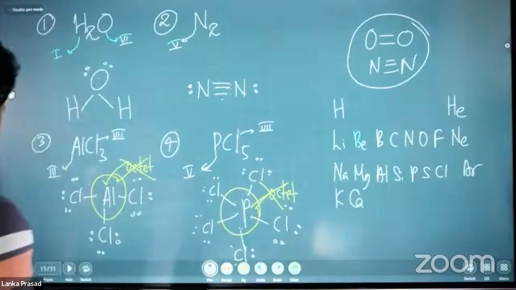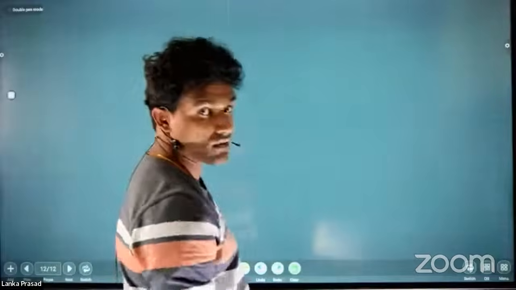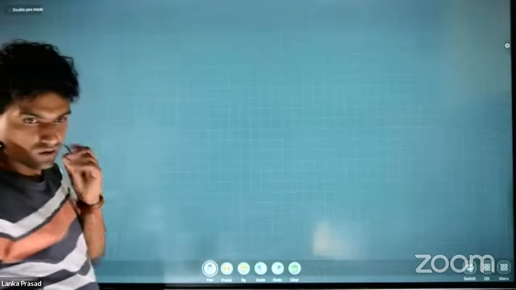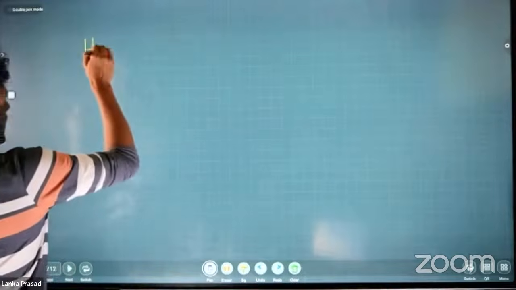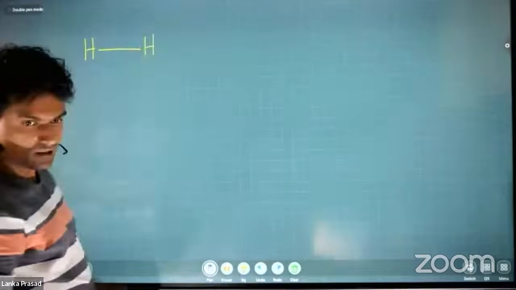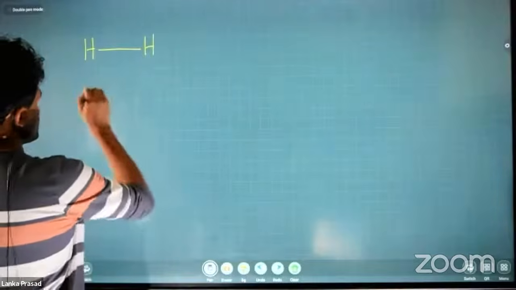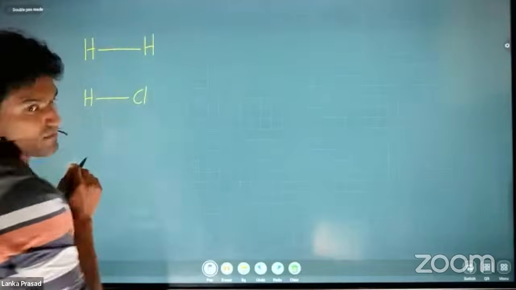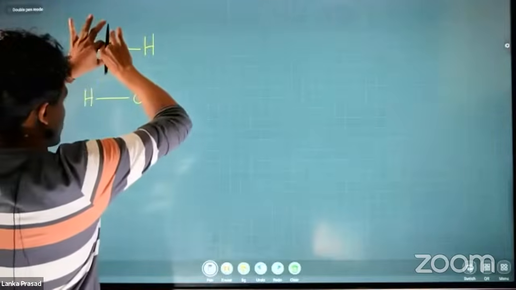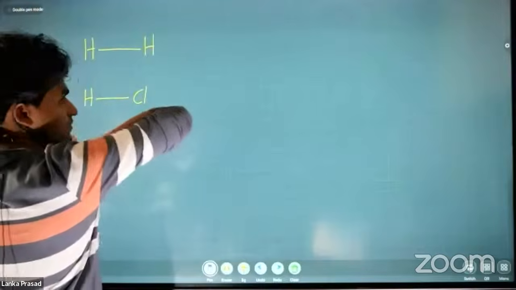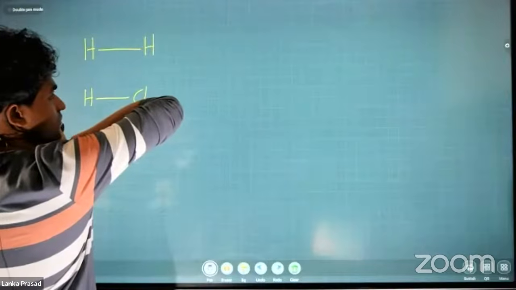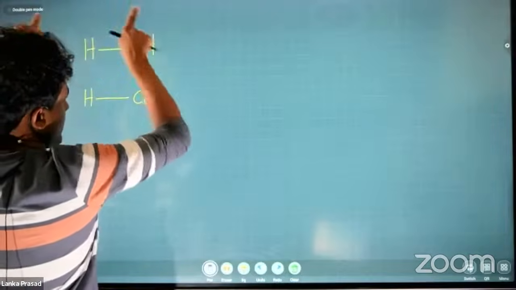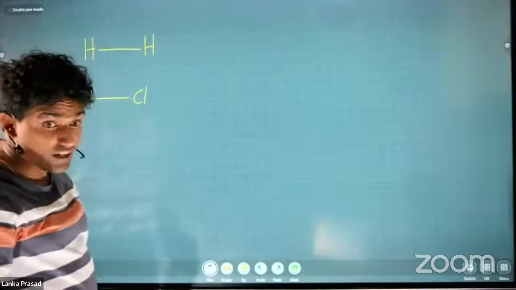Now I think you're familiar with how to write dot-and-cross diagrams and things, right? Then look at that. H and H. The last part of that, H and H, H and Cl. Both of them are the same atom. Same atoms mean they attract bonded electrons equally, so the bonded electrons are dispersed symmetrically.